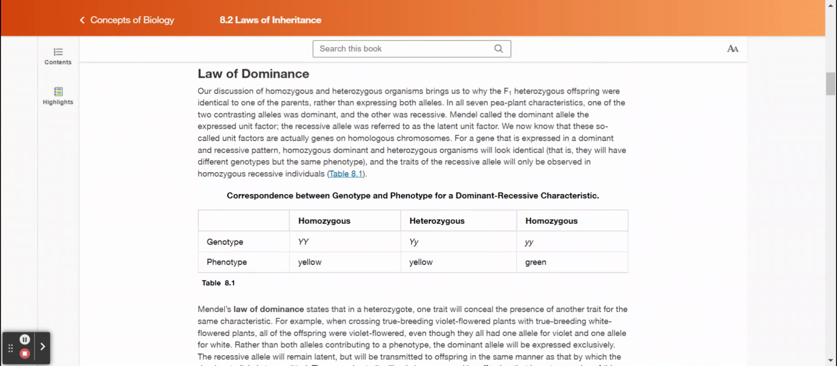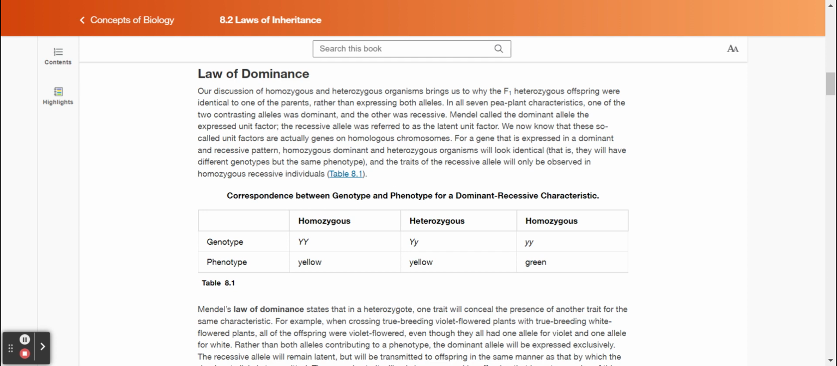Law of dominance. Our discussion of homozygous and heterozygous organisms brings us to why the F1 heterozygous offspring were identical to one of the parents, rather than expressing both alleles. In all 7 pea plant characteristics, one of the 2 contrasting alleles was dominant, and the other was recessive. Mendel called the dominant allele the expressed unit factor. The recessive allele was referred to as the latent unit factor. We now know that these so-called unit factors are actually genes on homologous chromosomes.